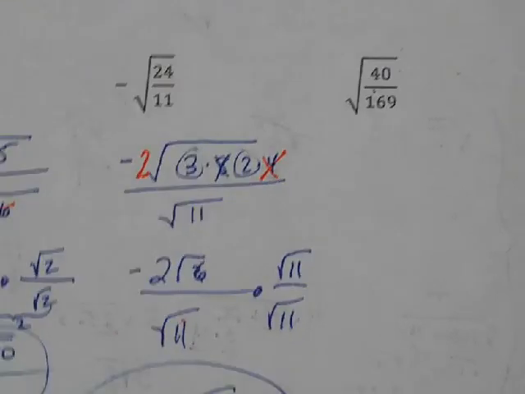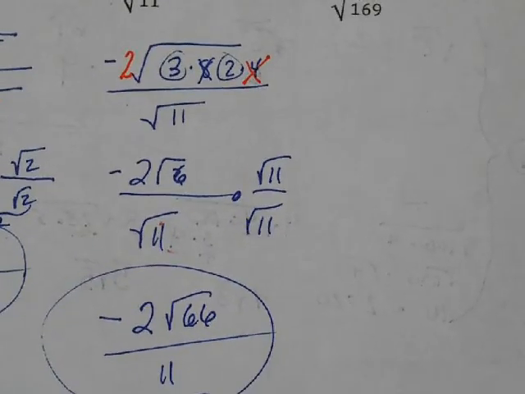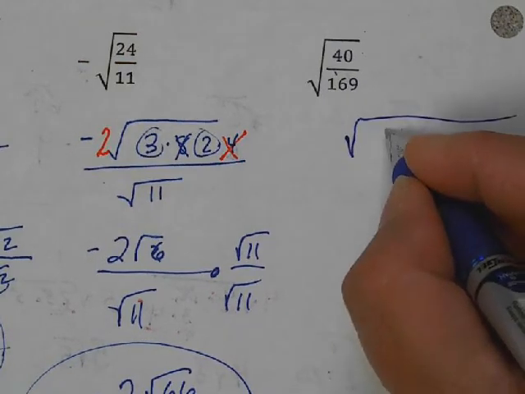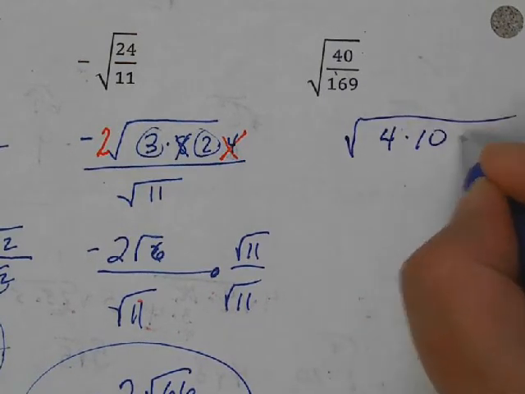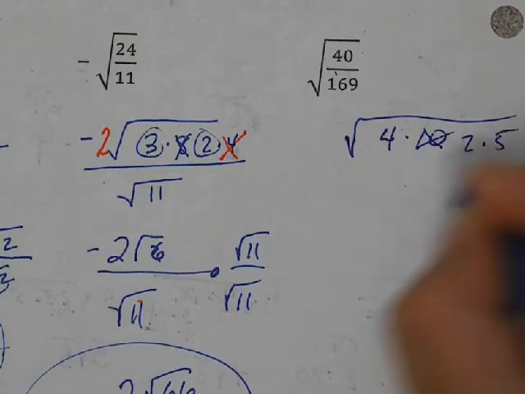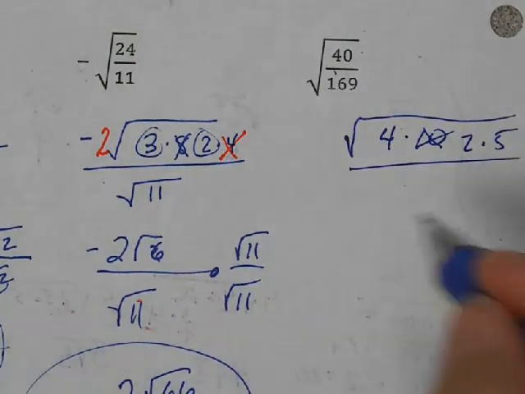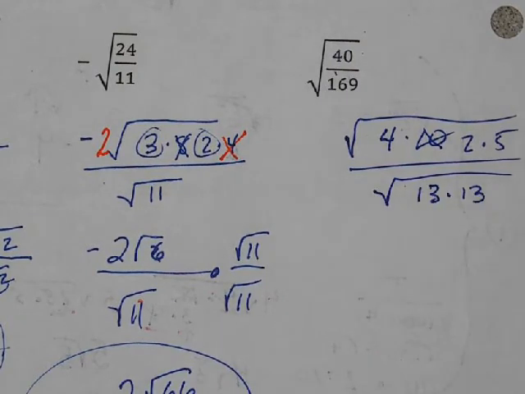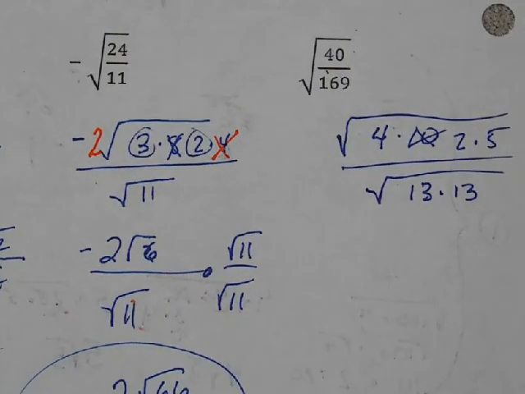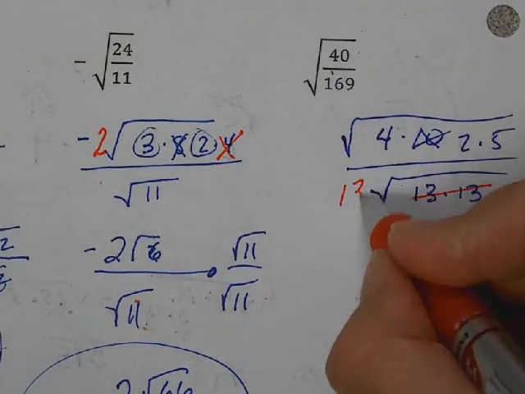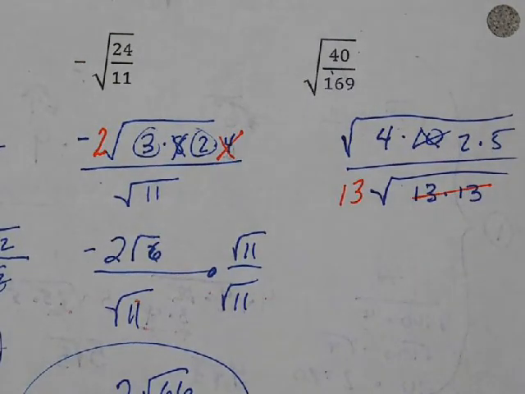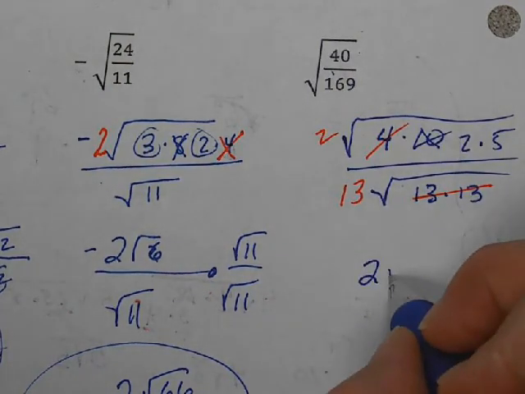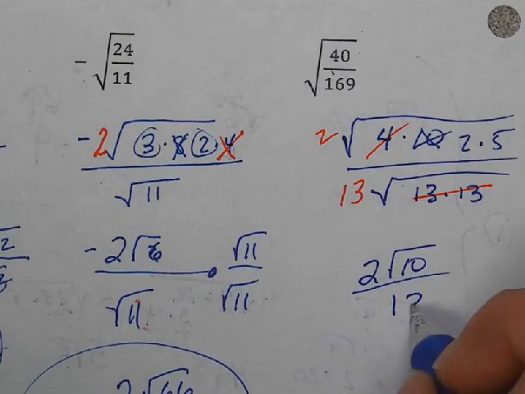Last one. Square root of 40. I would choose 4 and 10, and then I would change 10 to 2 and 5. On the bottom, I have square root of 169, and that is 13 times 13. So on the bottom, these two 13s cancel out and give me a 13 on the outside. And the square root of 4 is 2. So I have 2 square root 10 on top and 13 on bottom.